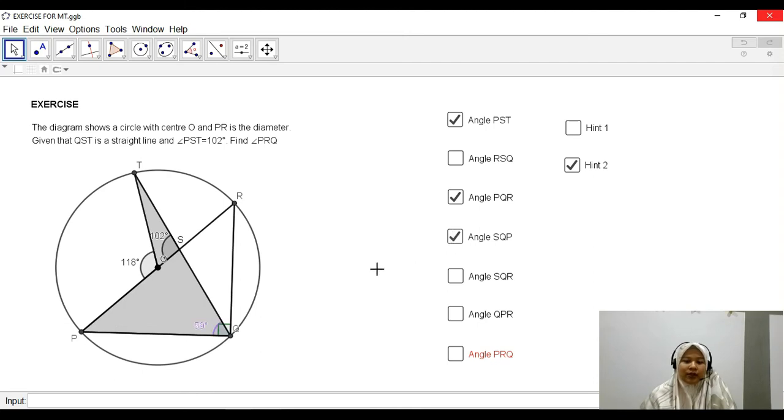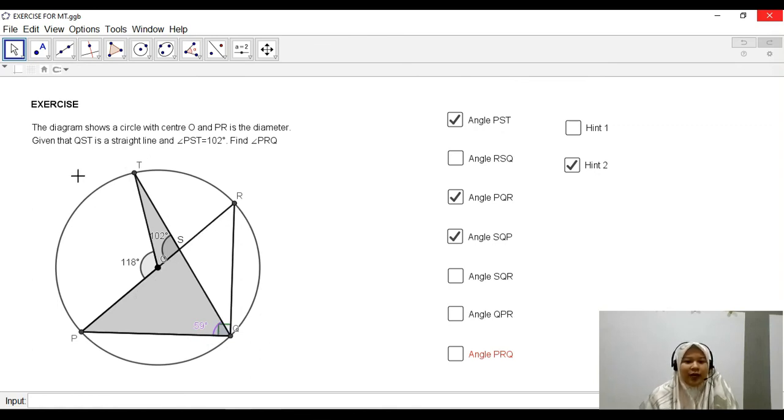This one, SQP. I take it until this one. Or you can write it as PQT as well. So this angle we get as 59 degrees. Now we want to find PRQ. So this is PRQ. How to find that?